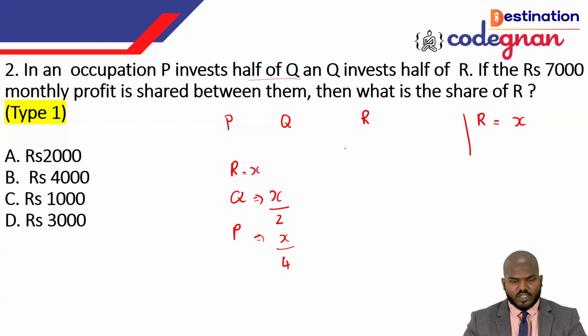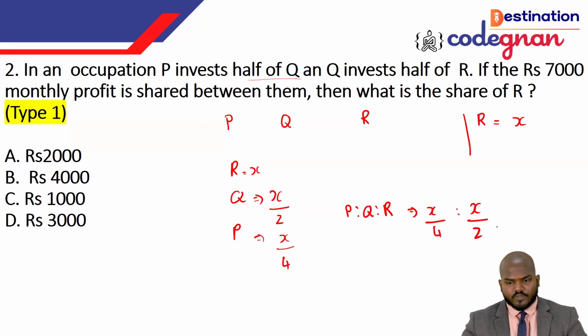Now they're asking what is the share of R. If I'm arranging now, P is to Q is to R. What if I'm arranging next, I can call P as X by 4, and Q as X by 2, and R as X over there.